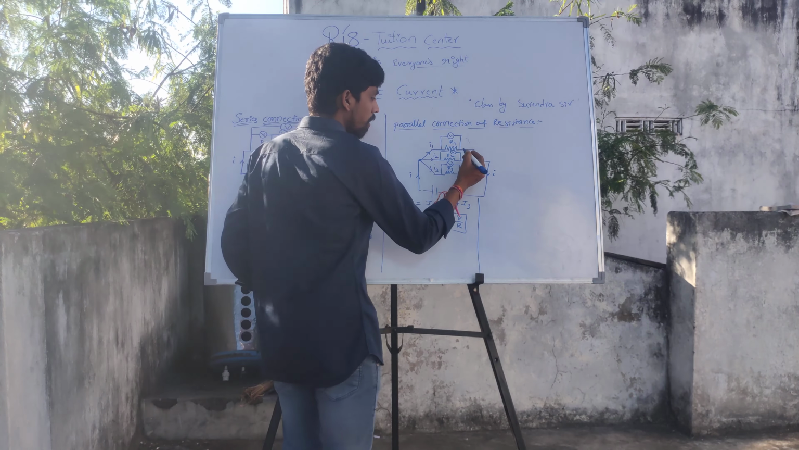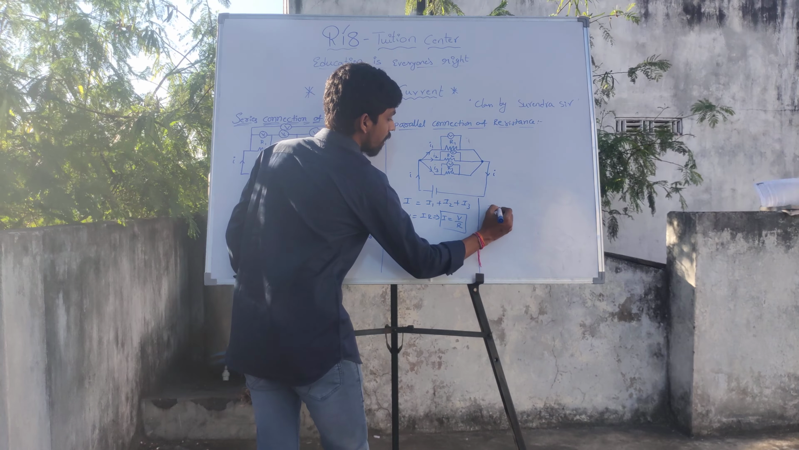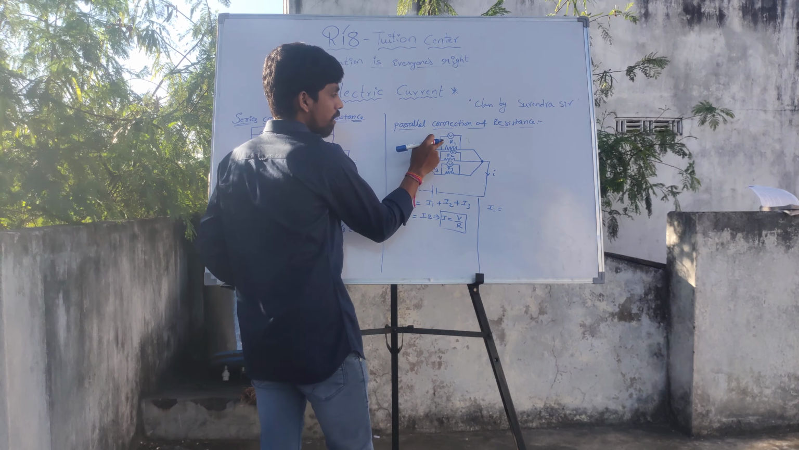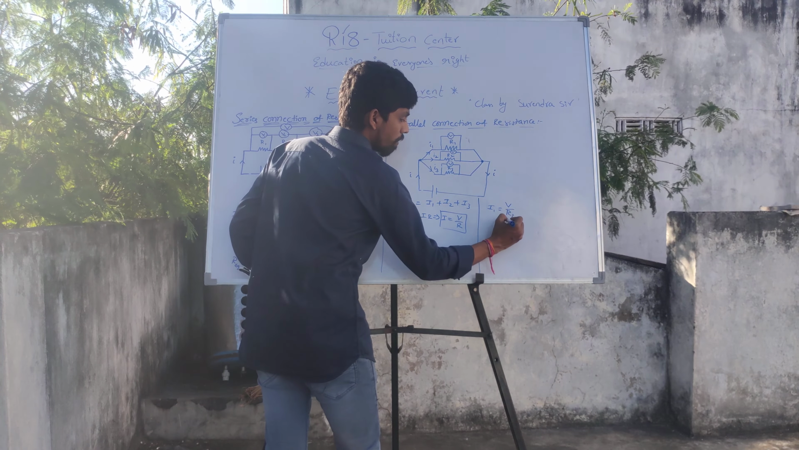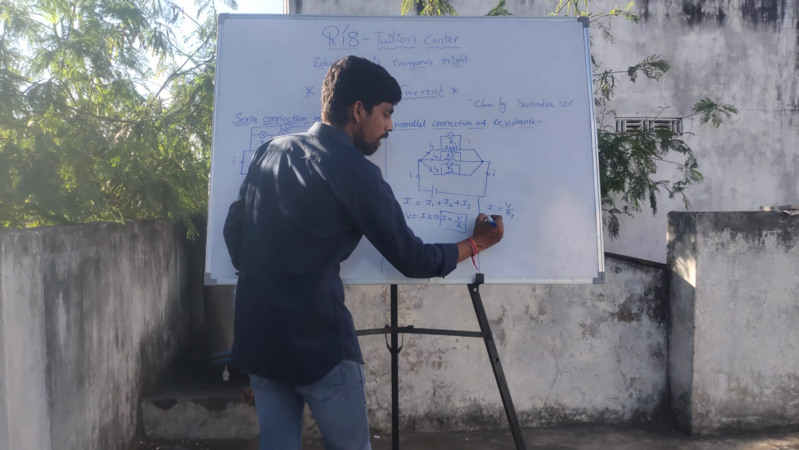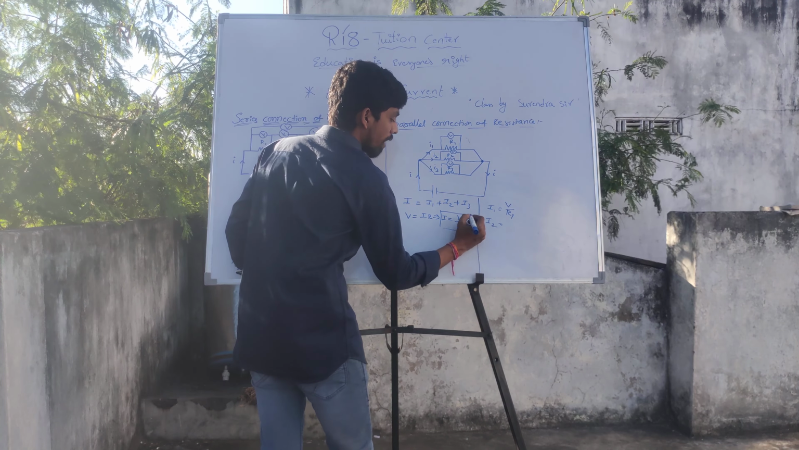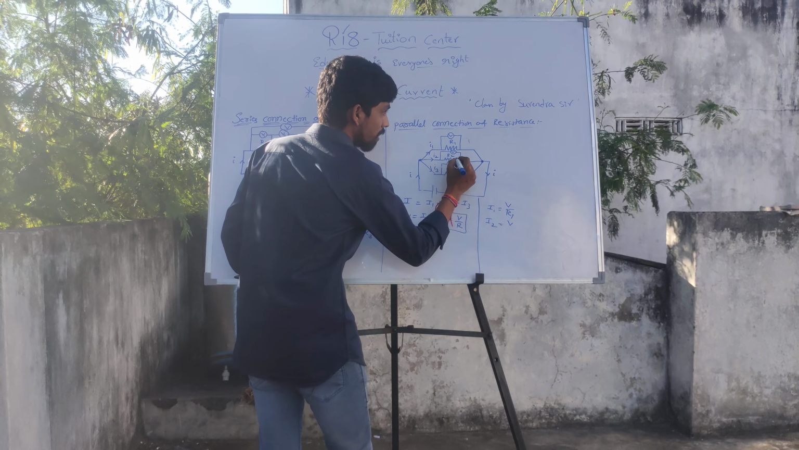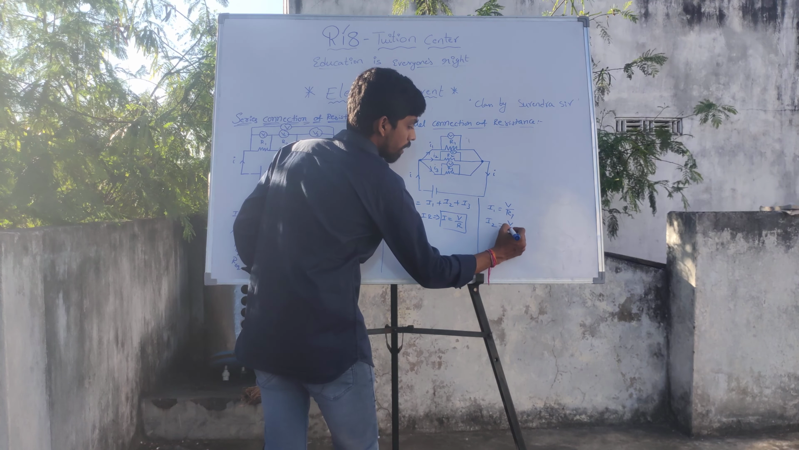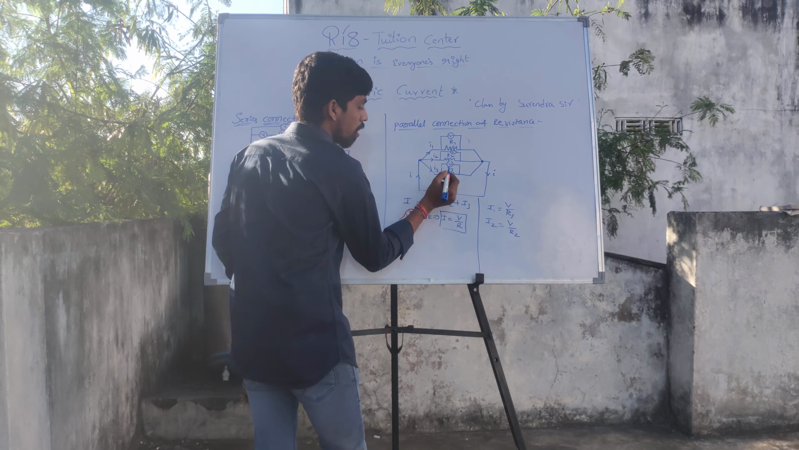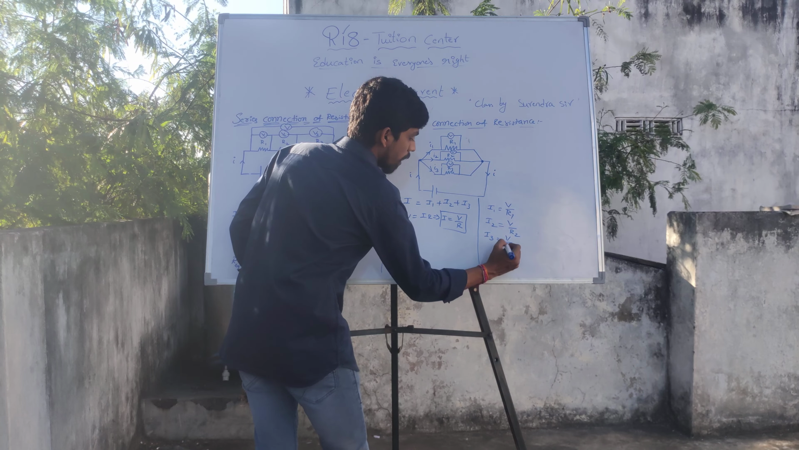Now coming to the first resistance, the electric current is I1, the voltage is constant V and the resistance is R1. I1 equals V by R1. For the next resistance, the current is I2 and the voltage is the same, since they are connected in parallel, so the voltage is constant and the resistance is R2. For the third resistance, I3 equals V by R3.